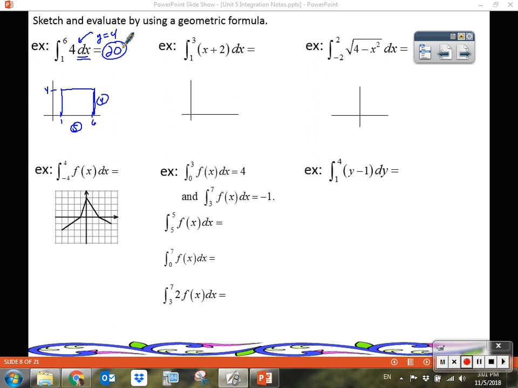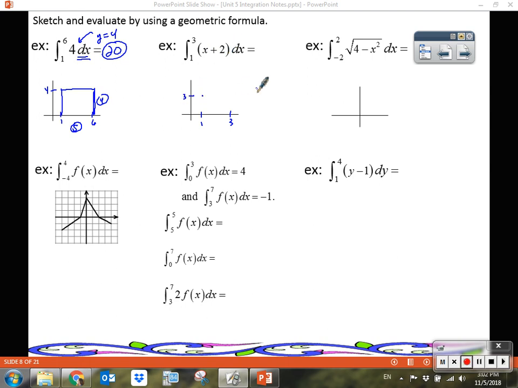On this one, we're integrating from 1 to 3, and that's a line. X plus 2 is a line. So I'm really only interested in the line between 1 and 3. You certainly can draw the whole line if you want to, but I really only care about that small little part. So what I normally do is put a 1 in here for x, and that would give me a 3.